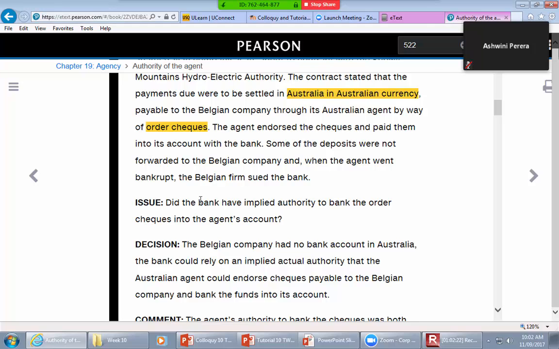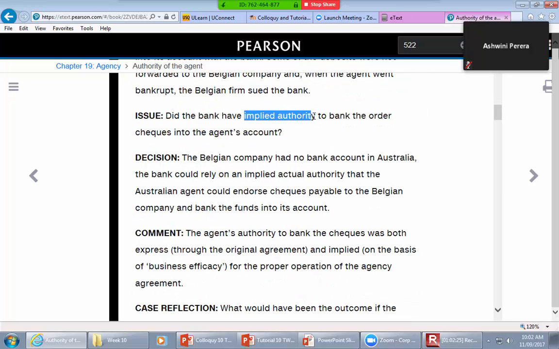How did they formulate the issue? Did the bank have implied authority to bank the order checks into the agent's account? So what does this tell us? Who is the agent here? The Australian company. Who is the principal? The Belgian company. Who's the third party? The hydroelectric authority. Where is the bank here? The bank is not in between, so the bank is dealing with whom? They are dealing with the Australian company. Can you imagine that in your mind's eye? The relationship is between this Australian company and the ANZ.